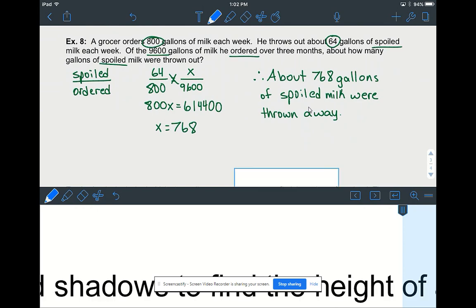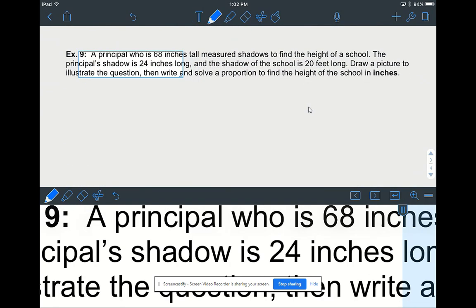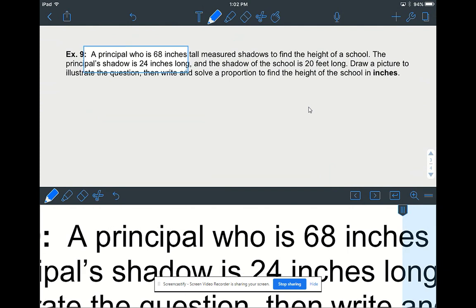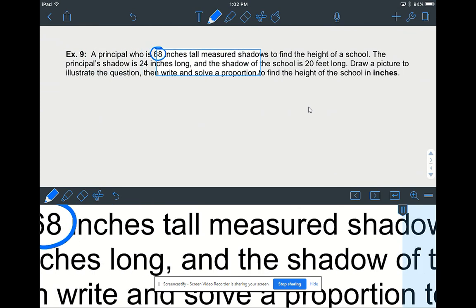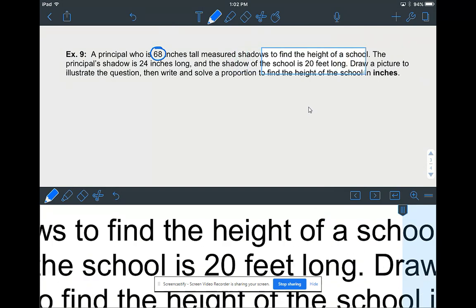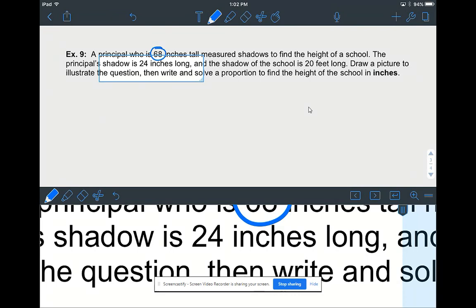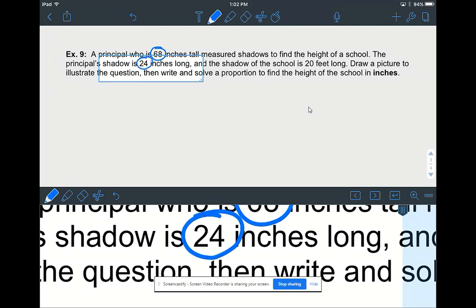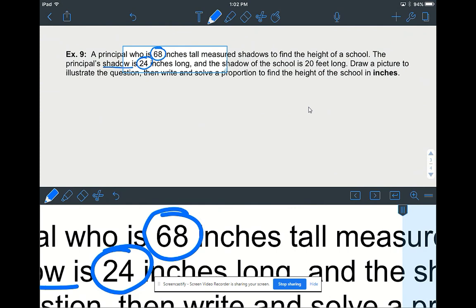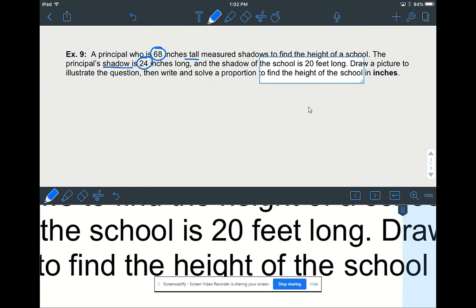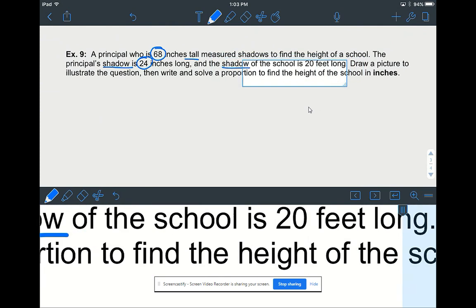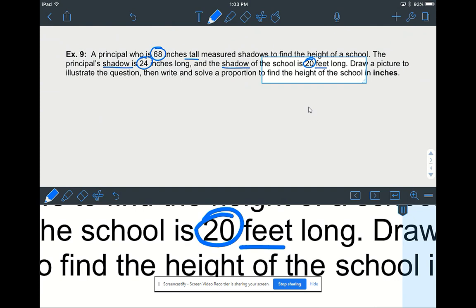Okay, I'm changing up colors for the last problem. A principal who is 68 inches tall, so we're going to circle that. 68 inches tall, measures shadows to find the height of a school. The principal's shadow is 24 inches long. So that's his shadow, and he's 68 inches tall. In the shadow of the school, so the shadow of the school is 20 feet. I would pay attention to that.